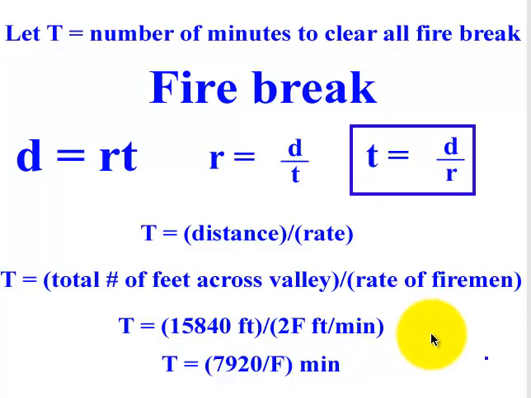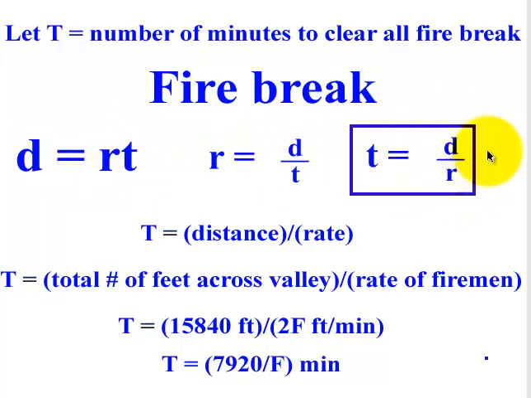So the fire break, let's jump over to that one. We're going to let the capital letter T represent the number of total minutes it takes to clear all the fire break, regardless of how many firemen. I'll say that again. The letter T is the number of minutes to clear the entire fire break, regardless of the number of firemen. To figure that out, you got to remember that distance equals rate times time. We do a little algebra there. We got rate equals distance divided by time. We have time equals distance divided by r. That's the one we're going to use.